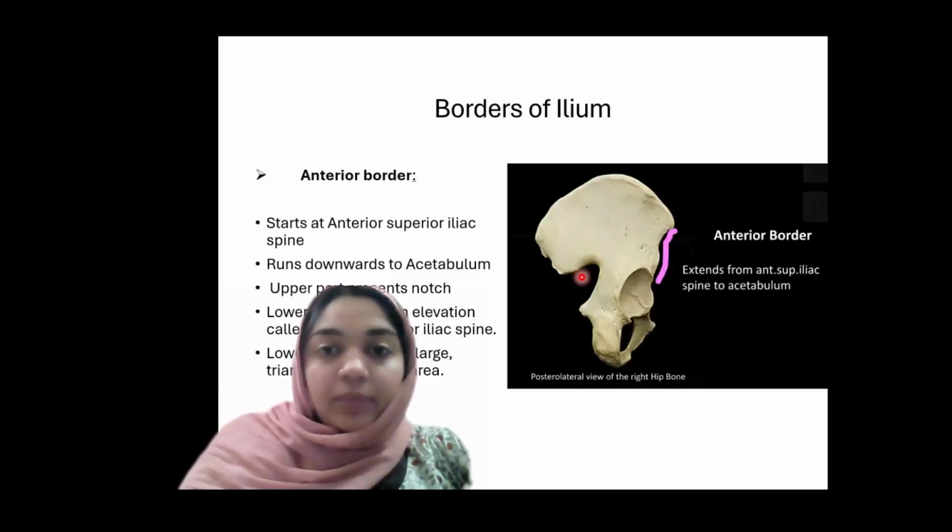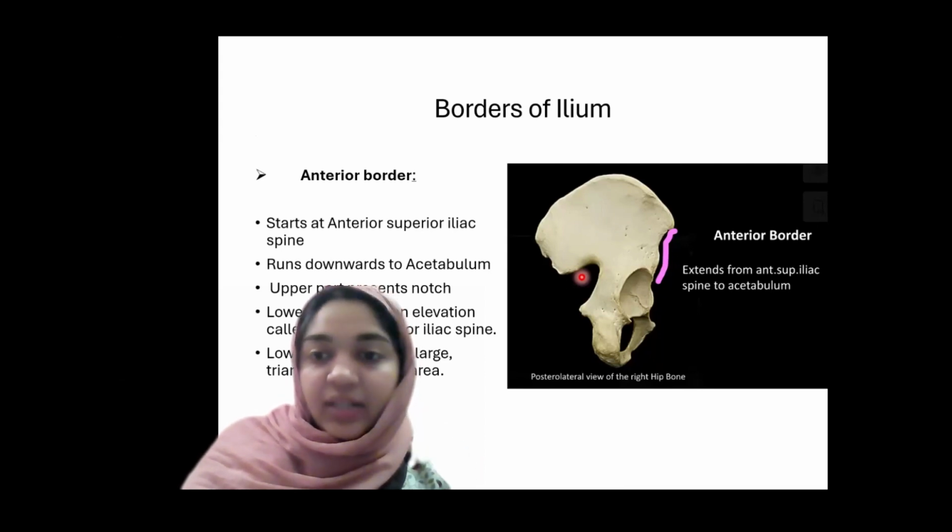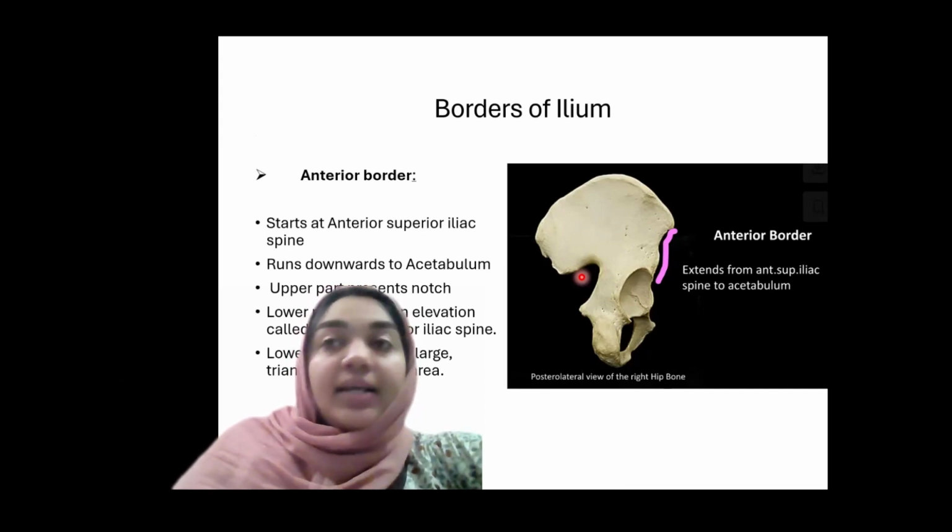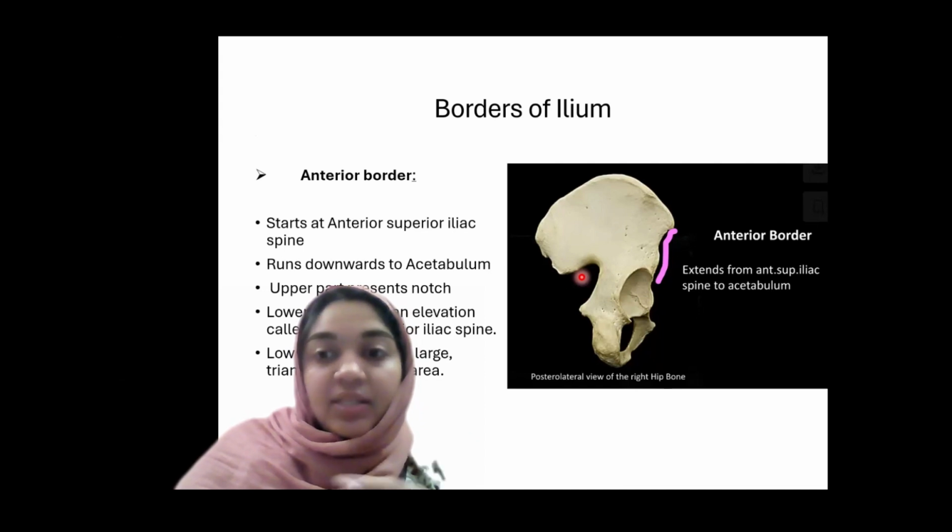Then we have borders of the ilium. We've done the anterior border, but just a little more detail: the anterior border starts at the ASIS. When I say ASIS, it means anterior superior iliac spine. When I say PSIS, it means the posterior superior iliac spine. So it runs downward to the acetabulum. The upper part presents a notch. The lower part presents an elevation called the anterior inferior iliac spine. The lower half of the spine is a large, triangular, and rough area.